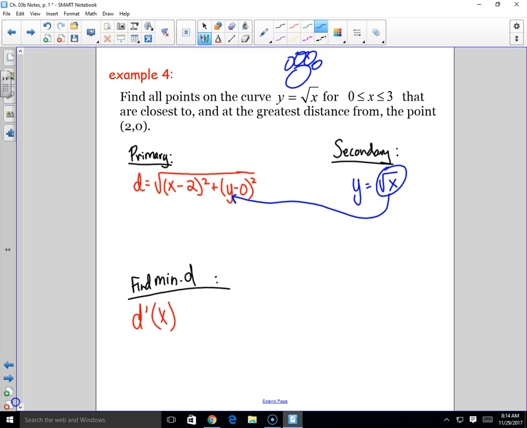Oops, there's my pencil. I just kicked my pencil. Go team. Anyway, coming back to this.